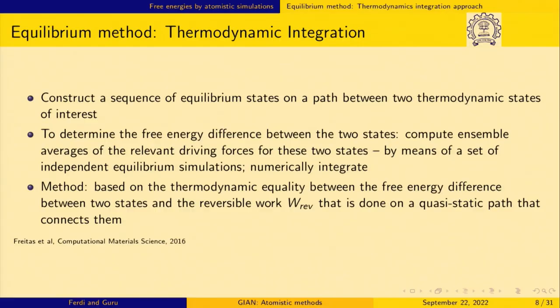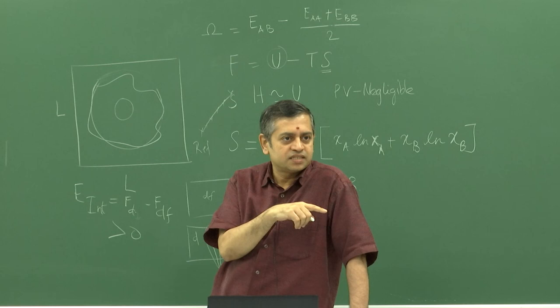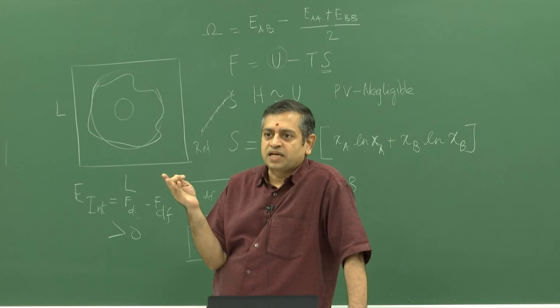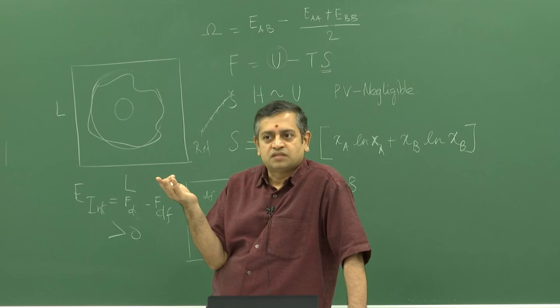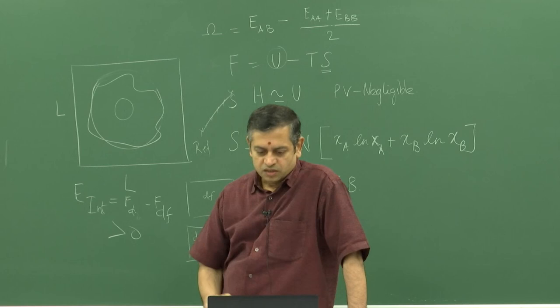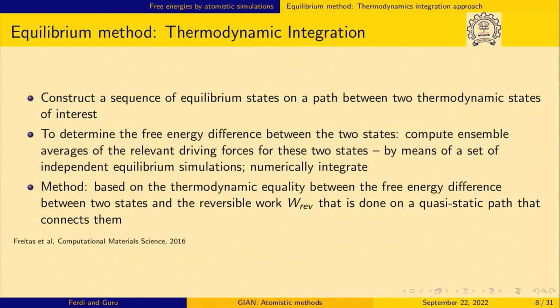But for doing this, the method is based on the thermodynamic equality between the free energy difference between two states and the reversible work. Right? This is something that we had discussed. So free energy and the reversible work, they are related. Okay? That is why you have to be on the equilibrium path. If you are not doing reversible work, then there will be dissipation, and that is not a state function, right? That becomes path dependent then. So different paths you take, you might get different results. So you have to take a quasi-static path that connects them and do this calculation. Then you can connect the free energy differences to the reversible work done, and hence you can evaluate the free energy difference. That is the idea behind the equilibrium methods. So you are always at equilibrium at every point. You are moving from one state to the other state, you can calculate it, you can get the values.